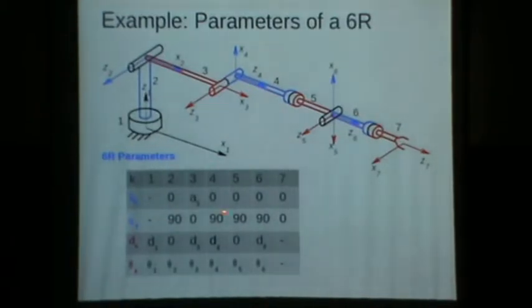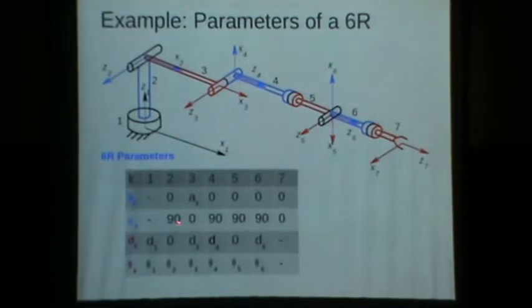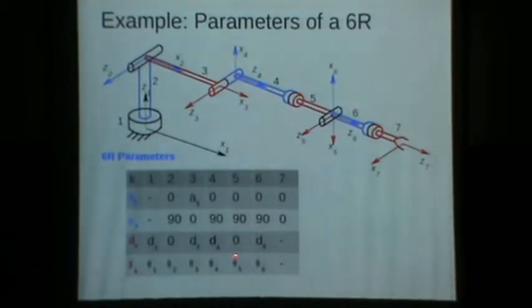Now the twist of the link, that is the angle between the 2 joints of a single link, are actually special values.